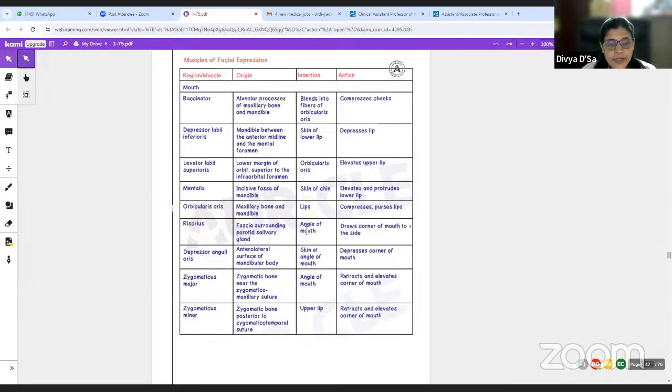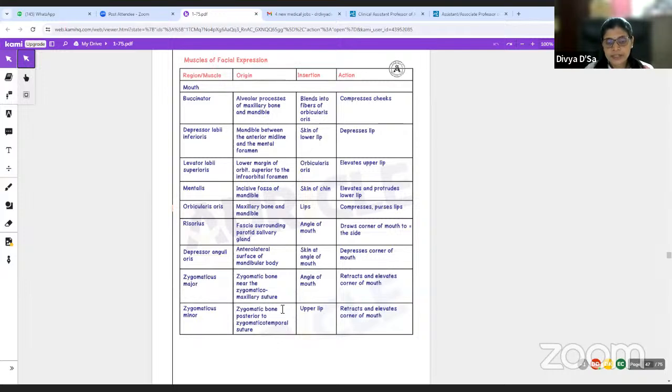Then depressor anguli oris. Earlier we said depressor labii, but now this is depressor anguli. It comes from the anterolateral surface of the mandibular body, and it gets inserted into the angle of the mouth. So it depresses the corners of the mouth. Then zygomaticus, major and minor. Zygomaticus comes from the zygomatic bone near the zygomaticomaxillary suture and gets inserted near the angle of the mouth. It retracts and elevates the corner of the mouth.